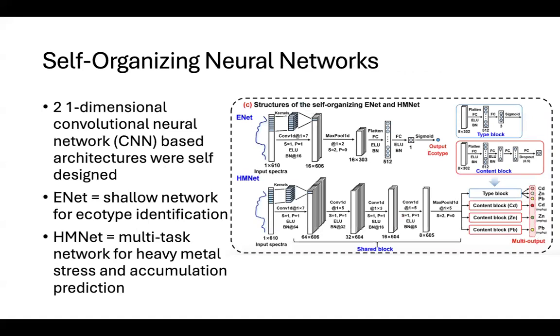Two one-dimensional convolutional neural network-based architectures were self-designed. These two architectures were ENet, which is a shallow network for ecotype identification, and HMNet, which is a multitask network for heavy metal stress and accumulation prediction.